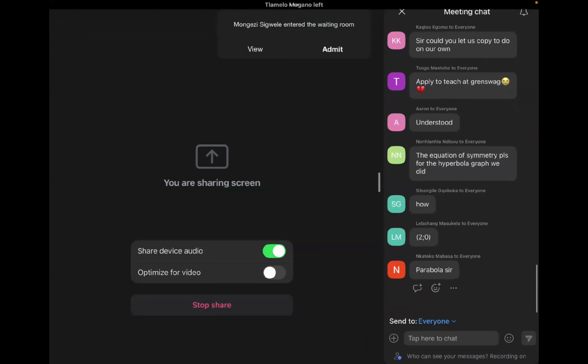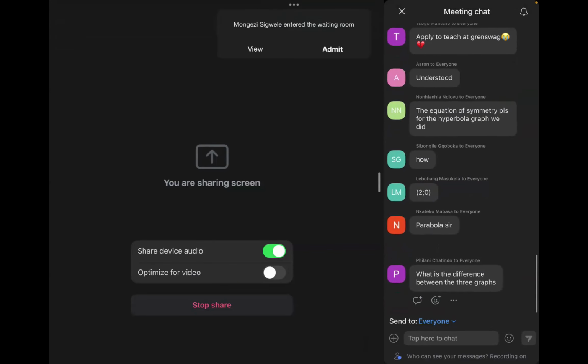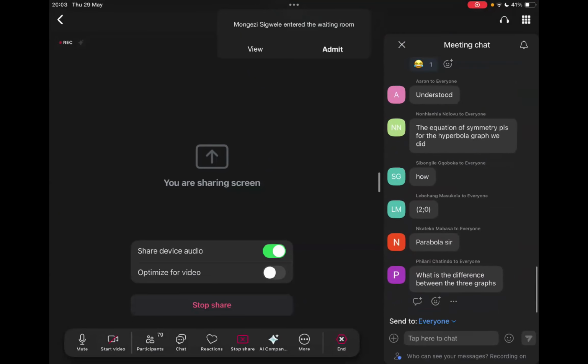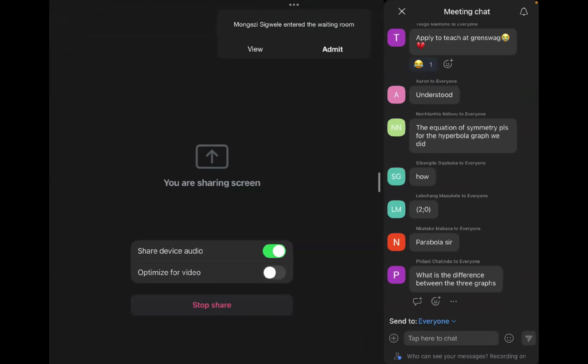The equation of symmetry, please, for the hyperbola graph that we did. Just hold on. I just want to see if there are any other questions. What is the difference between the 3 graphs? Pilani, what graphs are you referring to?